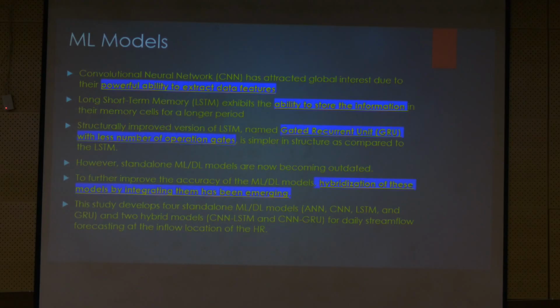However, all these standalone models are not really sufficient right now. That is what people are coming up with. Just one model alone is not sufficient. Can we really come up with a hybrid model? That is the next level of thinking. So, hybridization of these models by integrating them has been a new interest right now. So, this study developed 4 standalone models, ANN, CNN, LSTM and GRU, and then 2 hybrid models, CNN-LSTM and CNN-GRU, for daily stream flow forecasting.